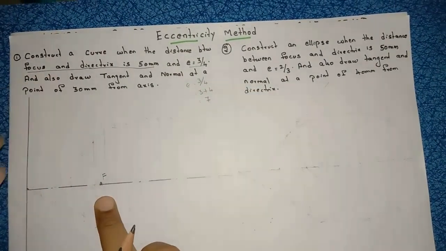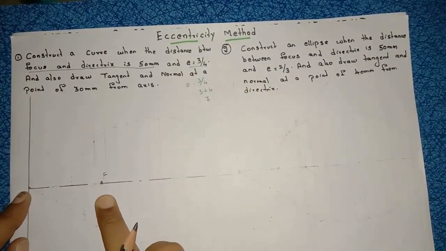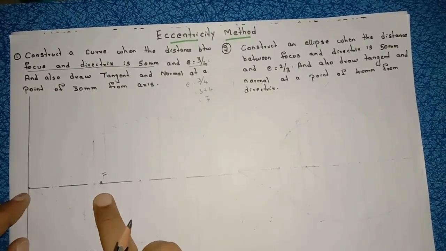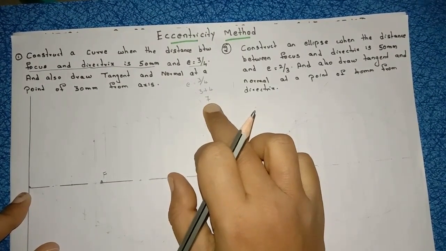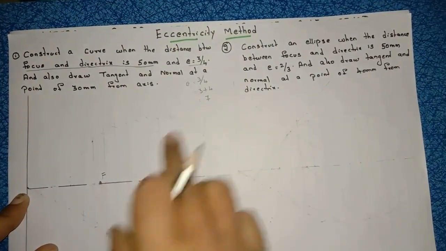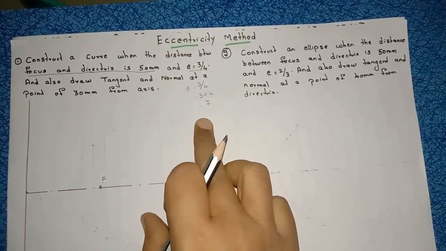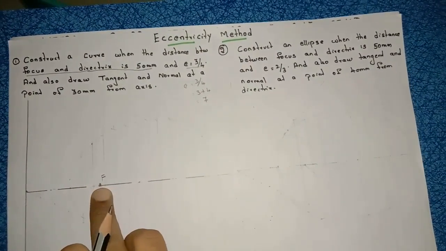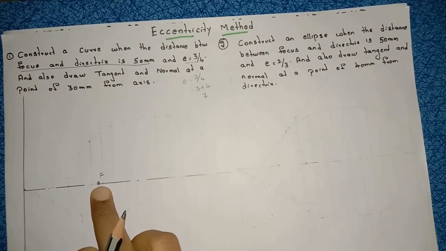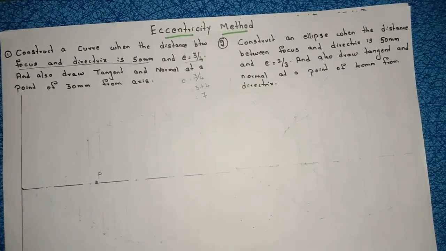So you have to divide this 50 mm line into 7 equal parts, right? Now you know how to divide a line into equal parts. How to divide a line into equal parts? By taking a 30 degrees angle, right?